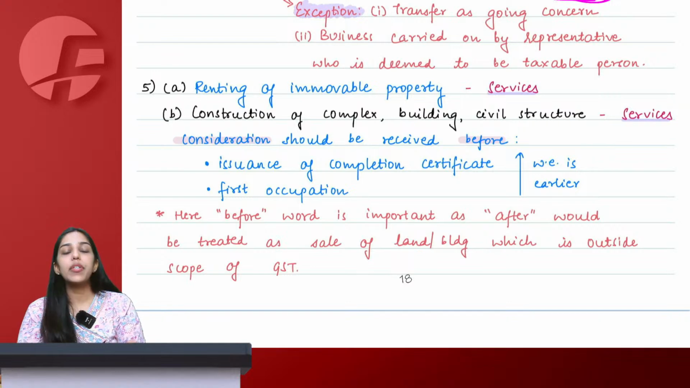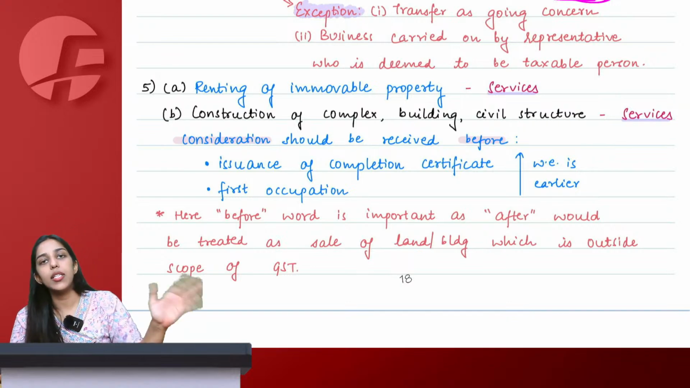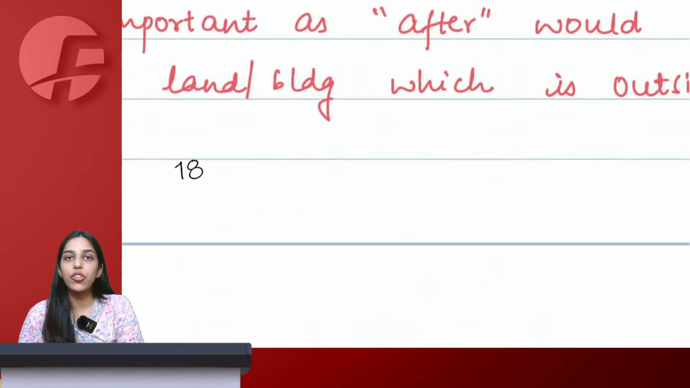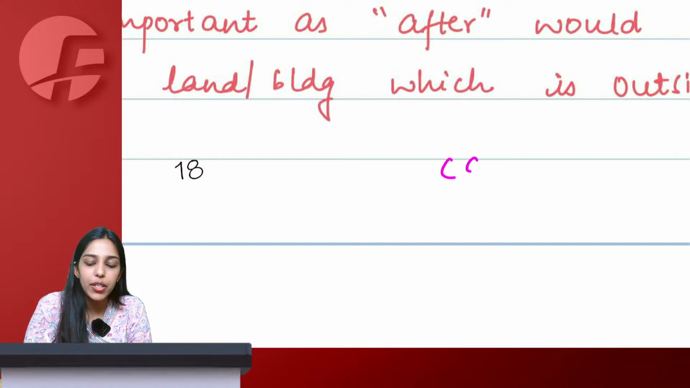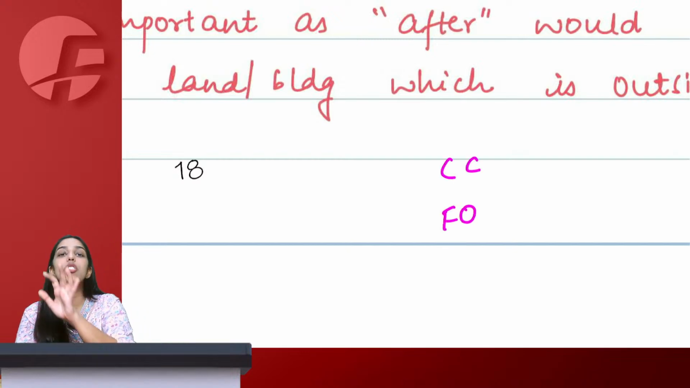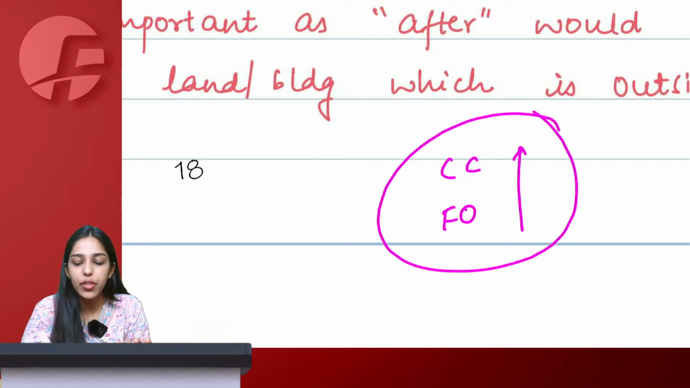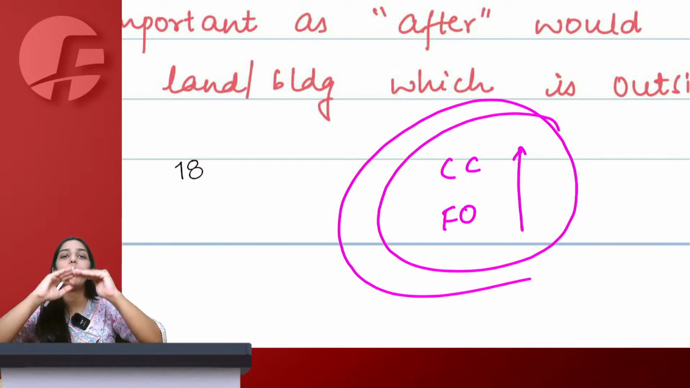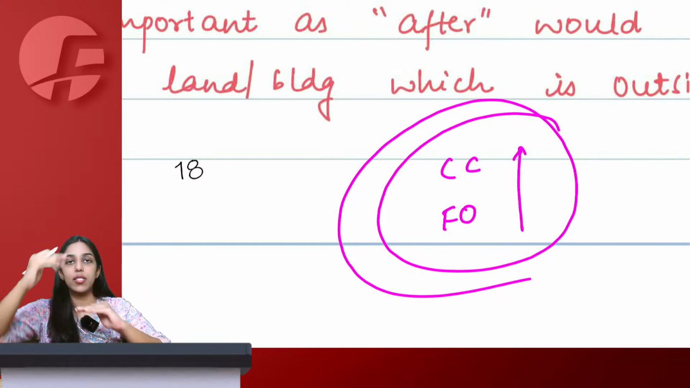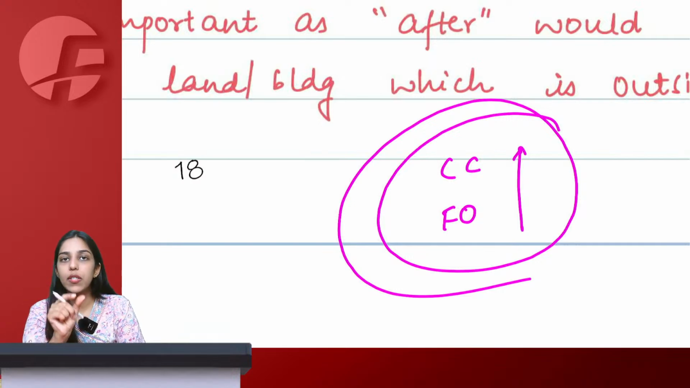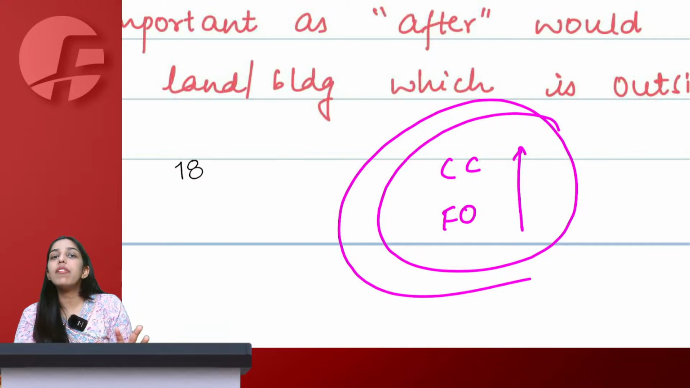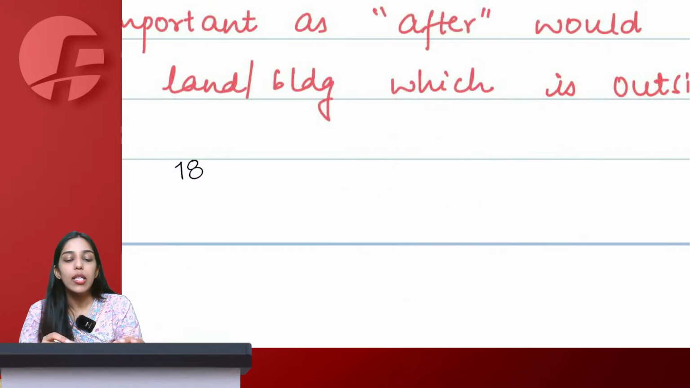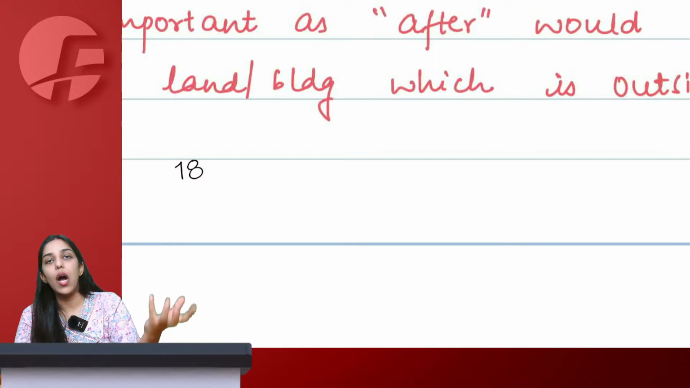See, sale of completed land building is outside the purview of GST. But if at all a complex or a site or a structure is under development, meaning completion certificate or first occupation has not come yet, CC or FO, whichever is earlier, completion certificate or first occupation, whichever is earlier. If you are paying the amount before this, before CC or FO, then we will say there is no building, there is no civil structure because it is not yet completed. Then if something is non-existent, how can you purchase it?